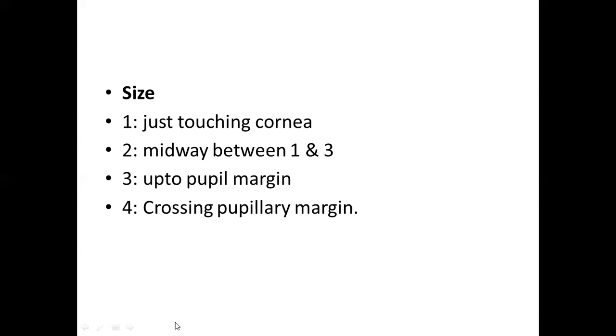Then you now have the grade 2, which is midway between grade 1 and grade 3. So what is grade 3? Grade 3 is when it's up to the pupillary margin. You know the pupil, the black space created by the iris. So when the pterygium encroaches onto the cornea and gets to the pupillary margin, that's grade 3. And when it crosses the pupillary margin, that's grade 4.